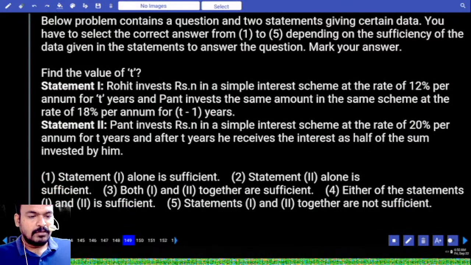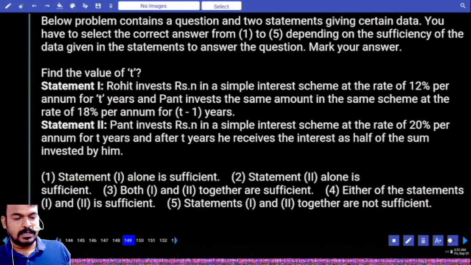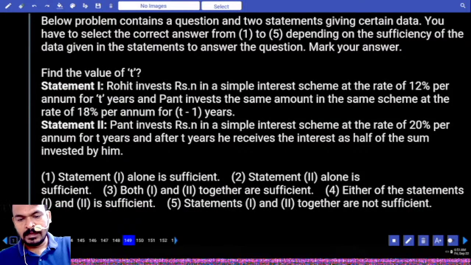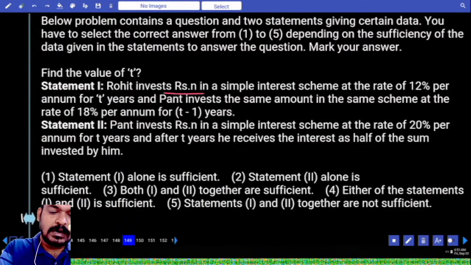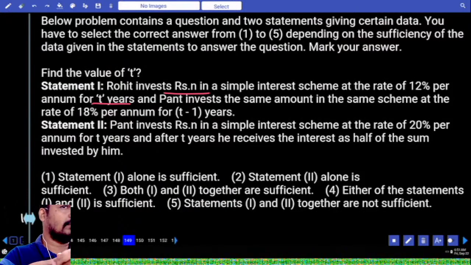Find the value of T. We required which one? T. Statement 1. Rohit invested N rupees in a simple interest scheme at the rate of 12% per annum for how many years? T years. And Pant invested the same amount in the same scheme at the rate of 18% per annum for T minus 1 year. And here already N is an unknown value. Next, T also unknown. How many unknowns are there? Two unknowns. Two unknowns means we do not get the individual value of T, or not. Then is one alone sufficient or not sufficient?